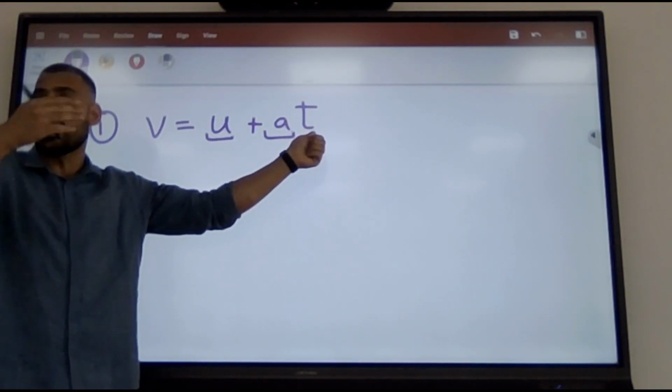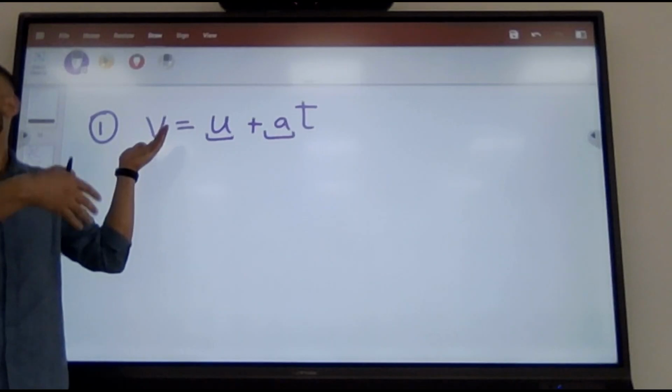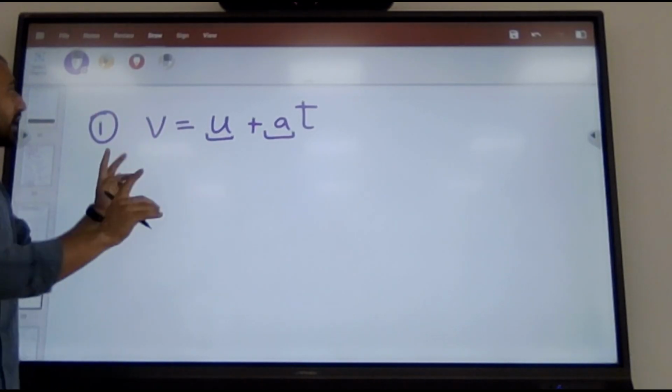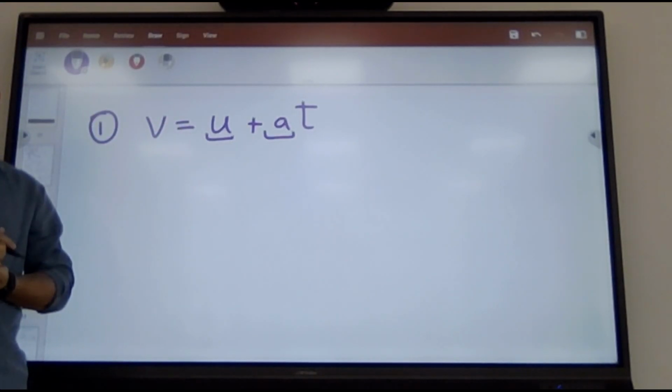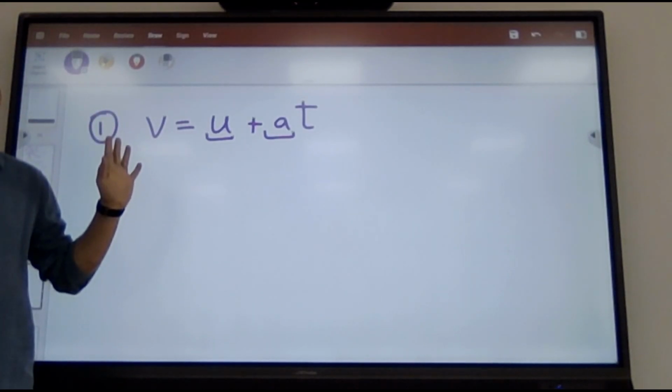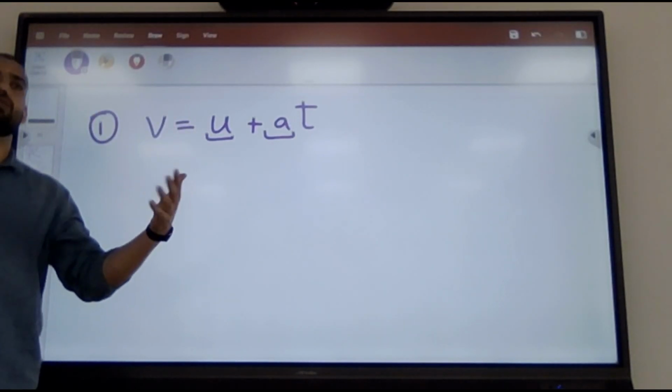Okay, what changes? Do you understand that time continuously changes? Do you understand its final velocity changes with time? So are there two variables? How many? What is the degree of these variables? So is it a linear equation? What will be the graph? Straight line. Confirm?